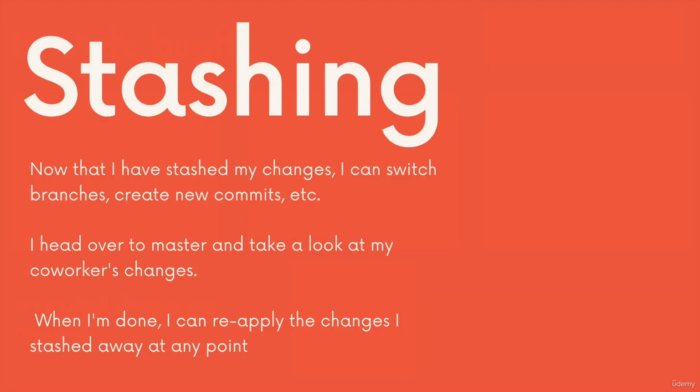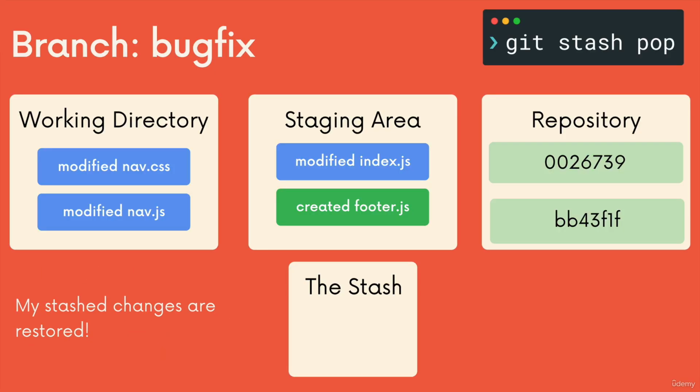So now I can hop over to the master branch. I can do whatever I need. I can even make new commits on the current branch. I can really do anything without having to worry about those changes coming with me. And then when I'm done, I can reapply those changes.